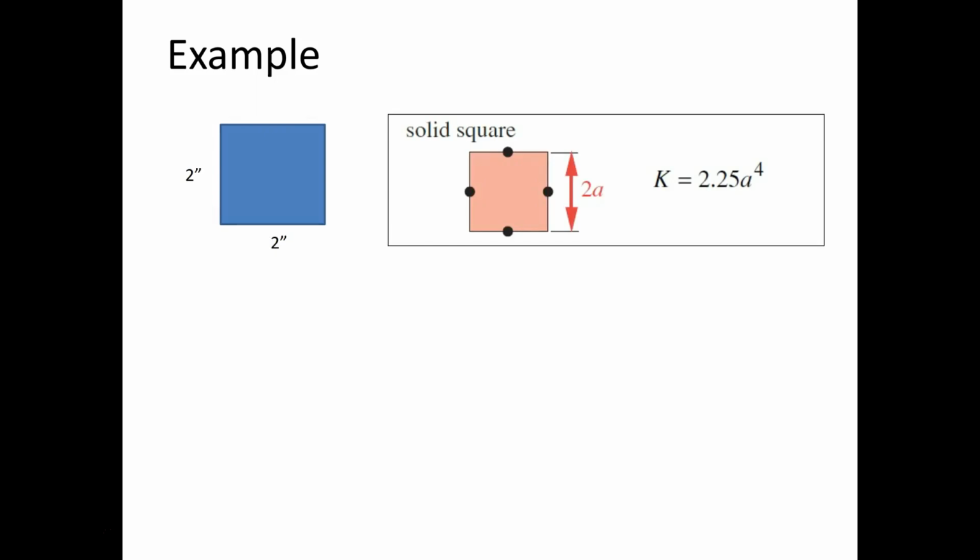So let's look at the K of our solid section. We see that the K of the solid section is equal to 2.25 times a to the 4th power, and this entire height is equal to 2a. So 2a is equal to 2 inches, so therefore a is equal to 1 inch. So K is equal to 2.25 times 1 inch to the 4th power, which is equal to 2.25 inches to the 4th power.